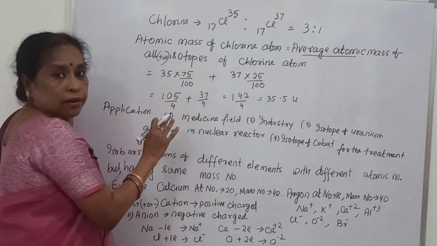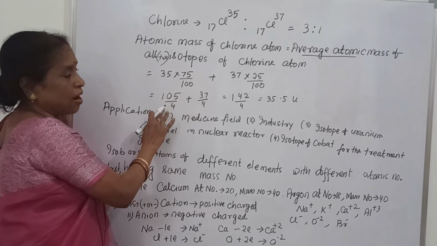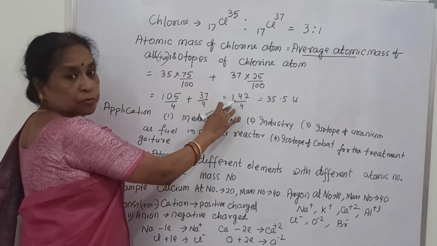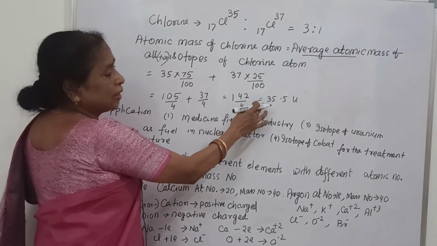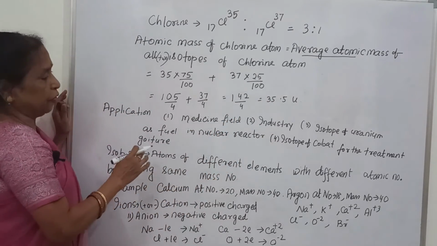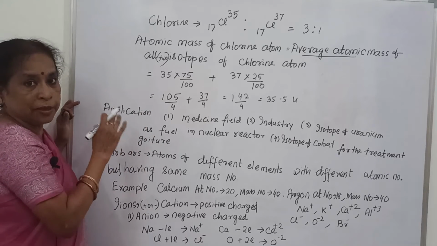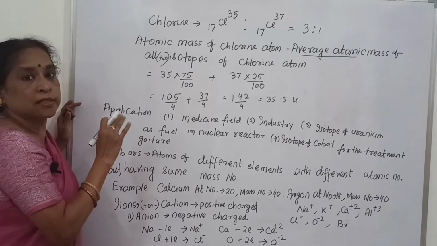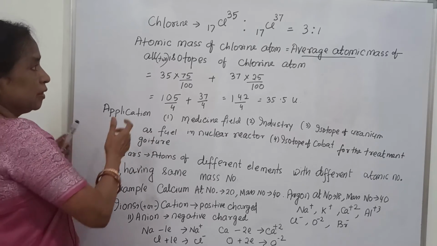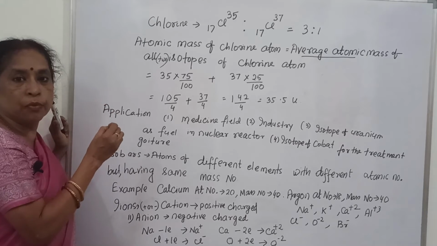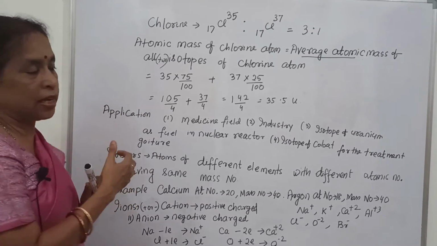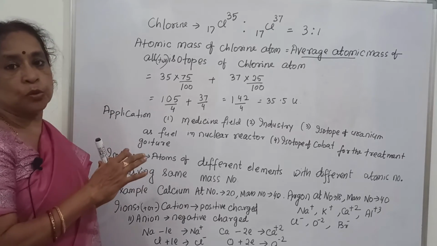So 25 by 100, and here it comes to 105 by 4, and it is 37 by 4, and after addition it comes to 142 by 4. That is equal to, after calculation you will get here 35.5 unit. That means here the atomic mass of the chlorine atom is 35.5 unit. So here the isotope is very much helpful to calculate exactly the atomic mass of the element if isotopes exist.